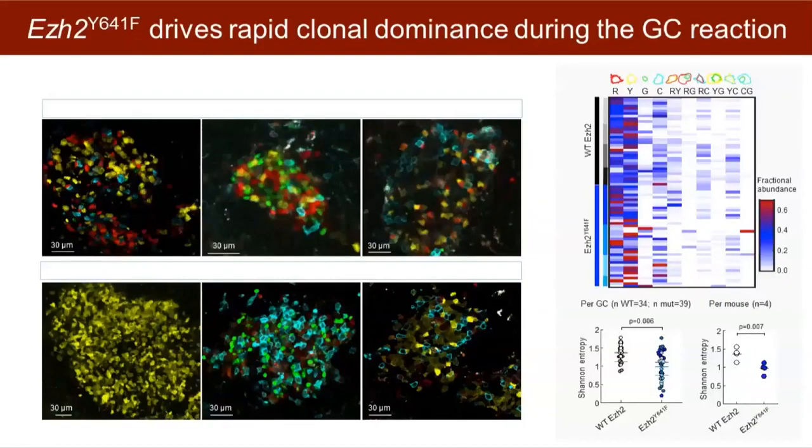We found that mutant EZH2 germinal center B cells, pictured on the bottom, established rapid clonal dominance patterns in contrast to the wild type, which are the pictures on the top, which only develop clonal dominance late in the germinal center reaction and only in a subset of germinal centers. The quantification of Confetti confocal images on the right side of the slide shows a reduced Shannon entropy in mutant EZH2 germinal center B cells. This means that there were fewer combinations of colors. In other words, less clonal diversity in mutant EZH2.